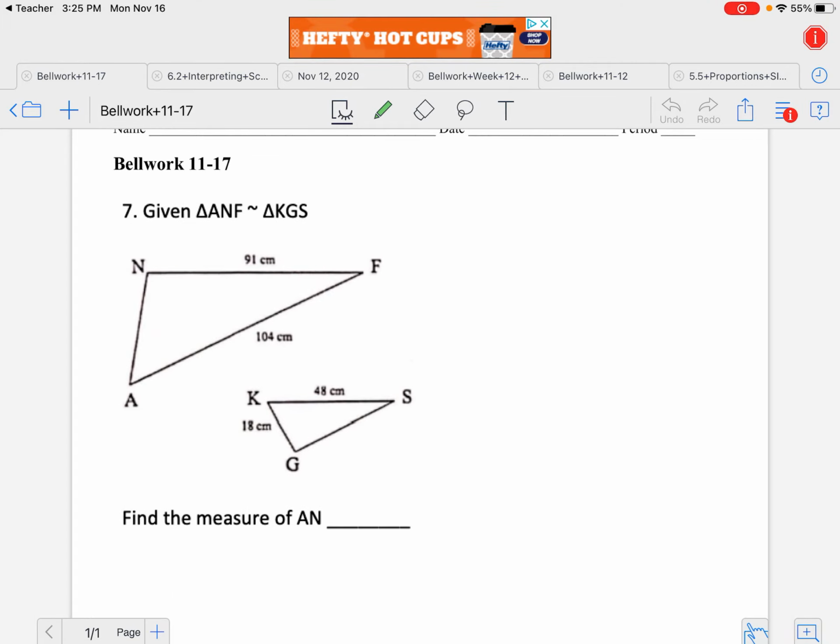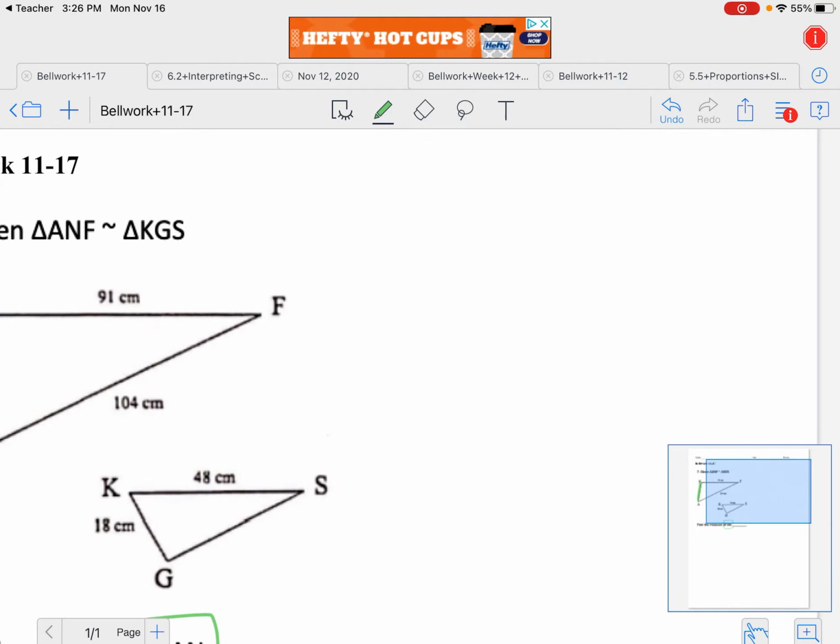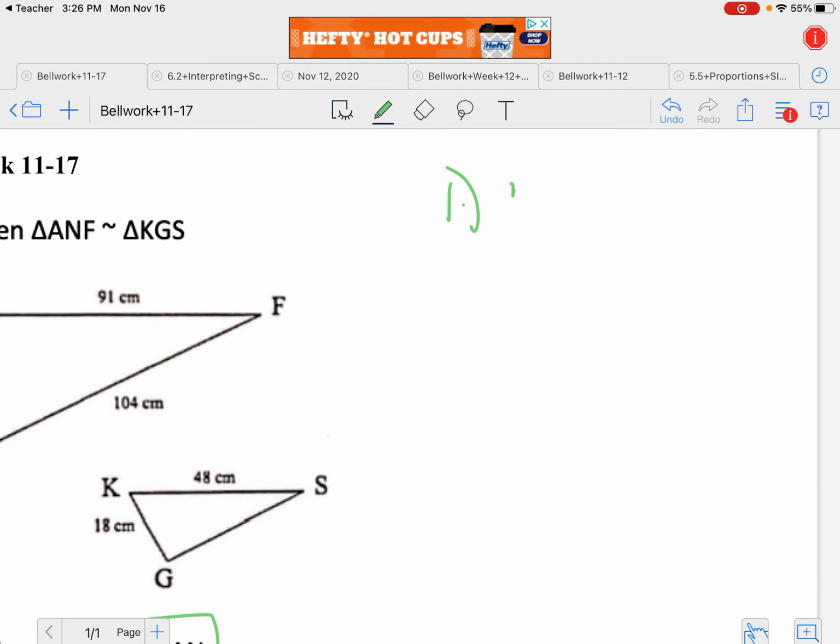Okay, today's bell work, it says find the measure of AN. Find the measure of AN. So that is this line right here. What I'm going to do is color code the corresponding parts, and I'm going to set up a proportion and then solve. So I'm going to write down my steps.